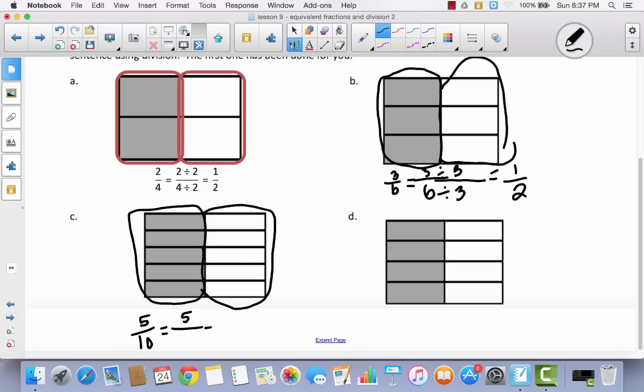So I've got 5/10, and I'm trying to get to 1/2. So to get from 5 to 1, and to get from 10 to 2, I have to divide the numerator by 5 and the denominator by 5. 5 divided by 5 is 1. 10 divided by 5 is 2.